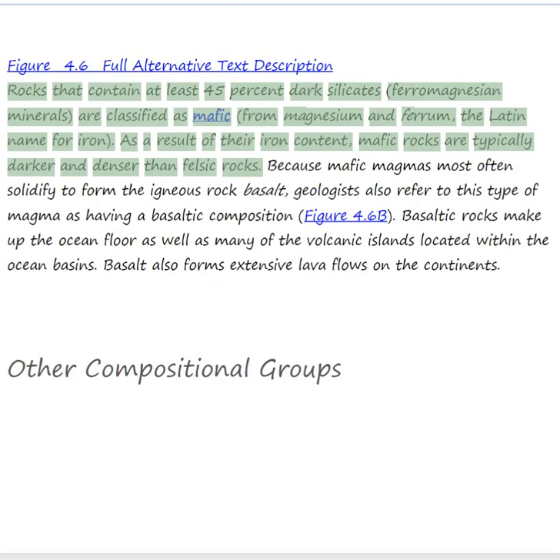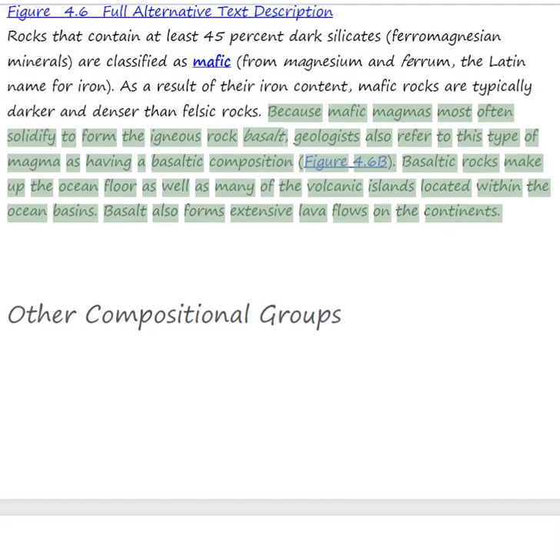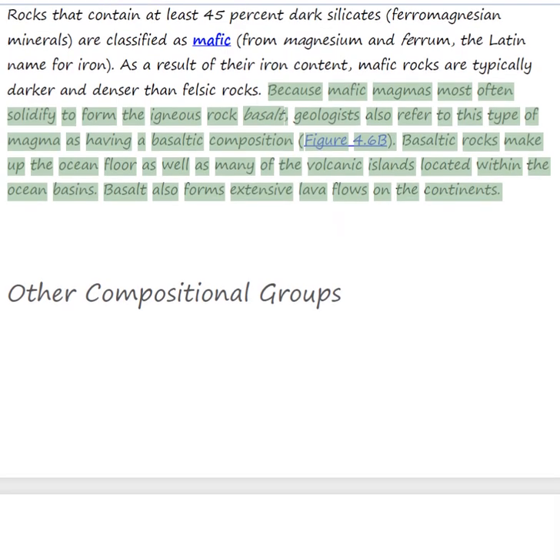Rocks that contain at least 45% dark silicates are classified as mafic. As a result of their iron content, mafic rocks are typically darker and denser than felsic rocks. Because mafic magmas most often solidify to form the igneous rock basalt, geologists also refer to this type of magma as having a basaltic composition. Basaltic rocks make up the ocean floor as well as many of the volcanic islands located within the ocean basins. Basalt also forms extensive lava flows on the continents.